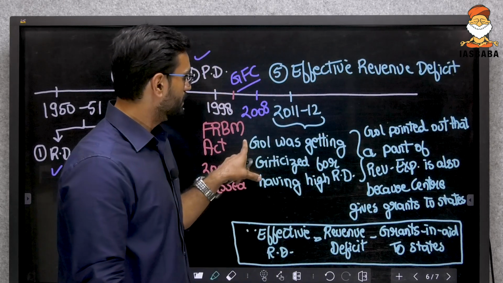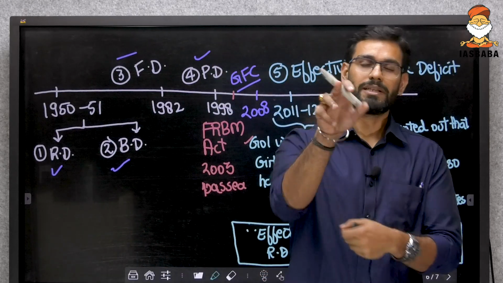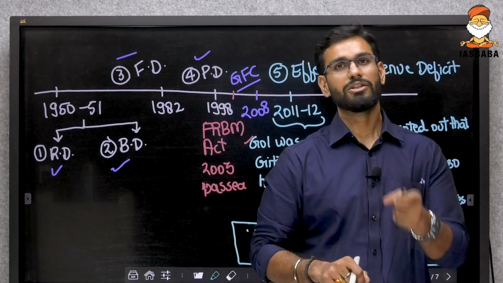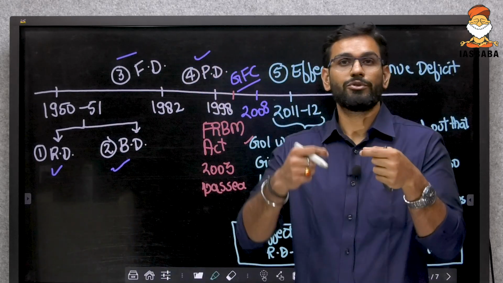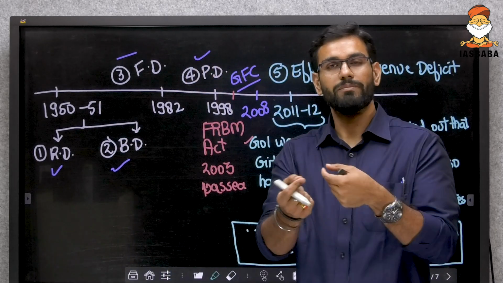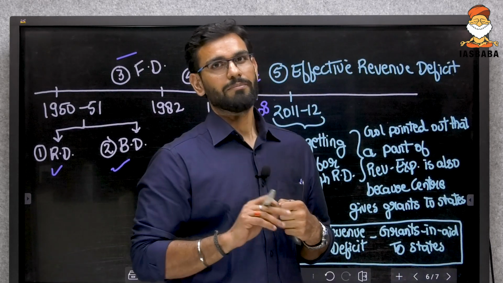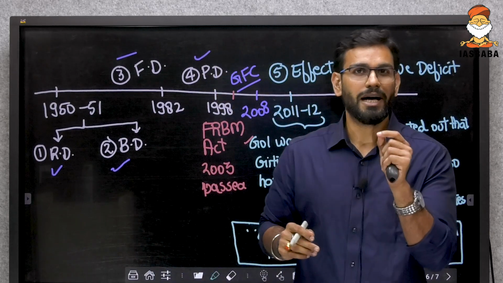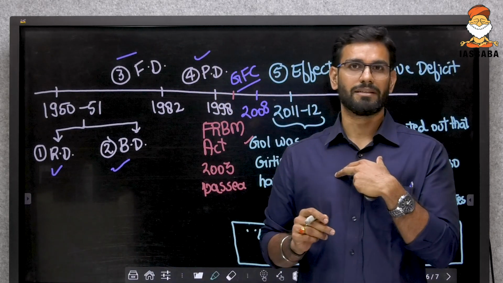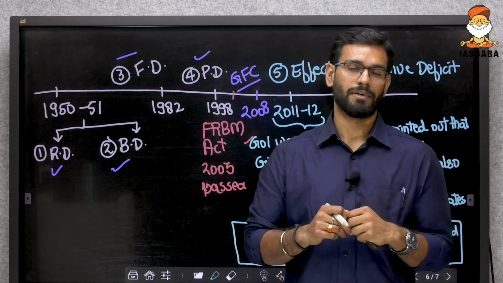अब इसके लिए government was getting heavily criticized in 2011-12 that your revenue expenditure is high and your revenue deficit is high. रेवेन्यू डेफिसिट इज हाई मतलब क्या? मतलब you don't have sufficient funds to meet day-to-day expenses, which is why the government pointed out one important thing. Government pointed out that a part of this expenditure that I am incurring is due to grants that I am giving to the states.